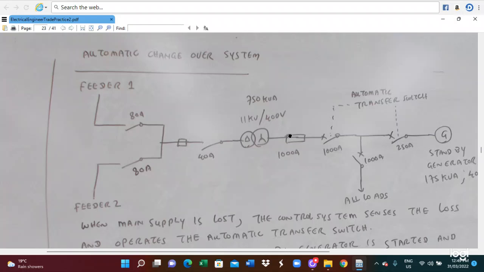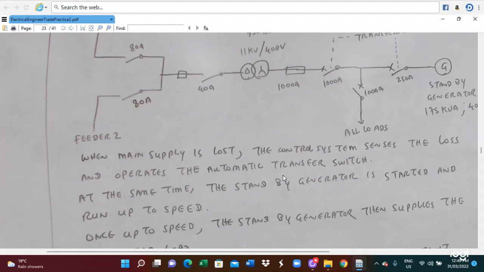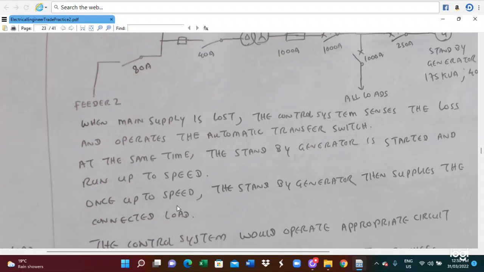This connection is an automatic changeover system. There are two feeders, feeder 1 and feeder 2, which are the three-phase power supply, and the load and automated transfer switch. This is connected to all the load, and this is the standby generator. So this is the arrangement of the standby generator and the automated power transfer. When the supply is lost, the control system senses the loss and operates the automated transfer switch. At the same time, the standby generator is started and runs up to speed.